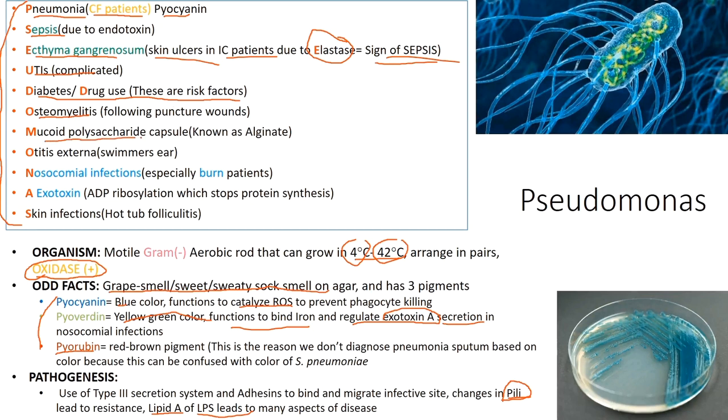It also produces a mucoid polysaccharide capsule. This is known as alginate. So I just think of Pseudomonas causes algae in the lungs, which is kind of gross. But that's how I remember that. It has a mucoid polysaccharide capsule, which is like algae that grows on it.